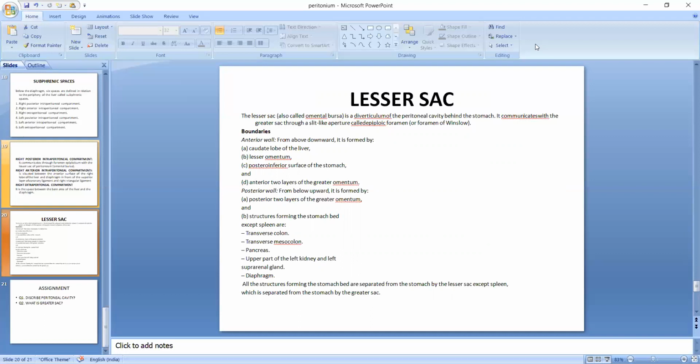The posterior wall from below is formed by the posterior two layers of the greater omentum, and the structures forming the stomach bed, except spleen, are transverse colon, transverse mesocolon, pancreas, upper part of the left kidney and left suprarenal gland, and diaphragm. All these structures forming the stomach bed are separated from the stomach by the lesser sac, except spleen, which is separated from the stomach by the greater sac.